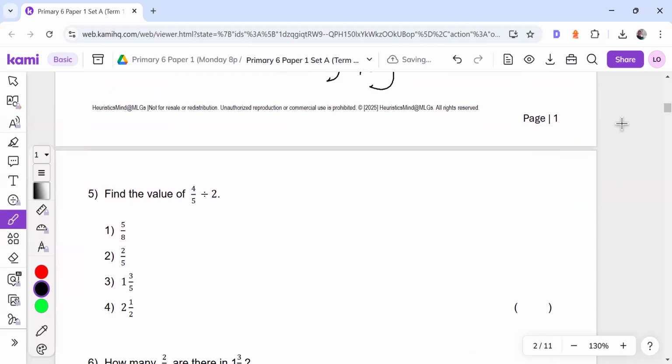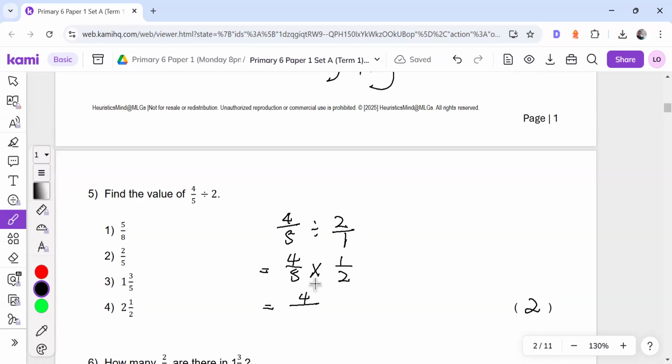Okay, question 5. I think everybody has learned how to divide fractions already. So your answer is number 2. How do you divide fractions? 4/5 divided by 2. Change the whole number into a fraction, 2 over 1. Then keep the first fraction, change the divide to times, and flip. Keep, change, flip. Then you multiply the numerators, 4 times 1 and 5 times 2.